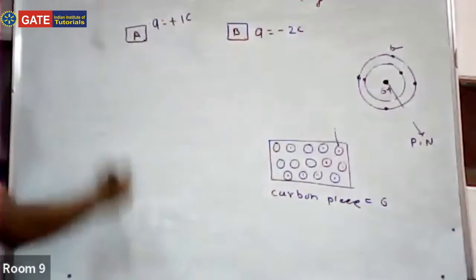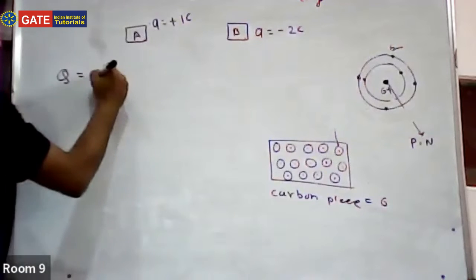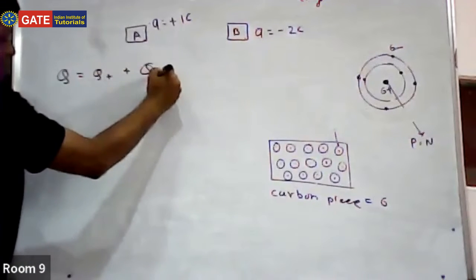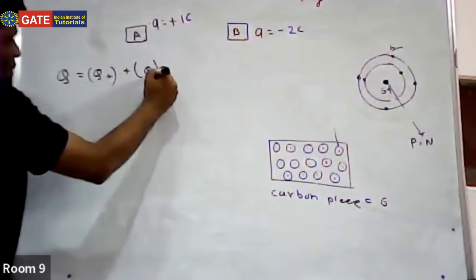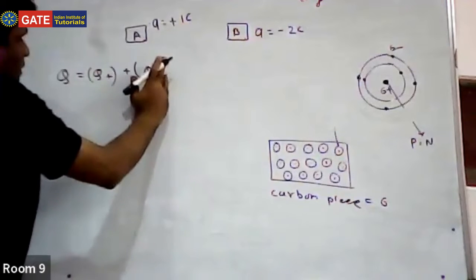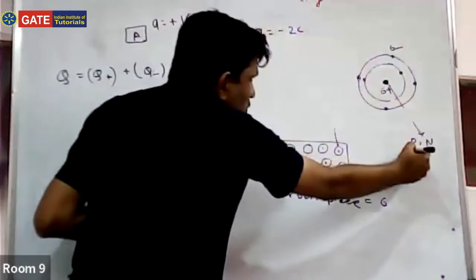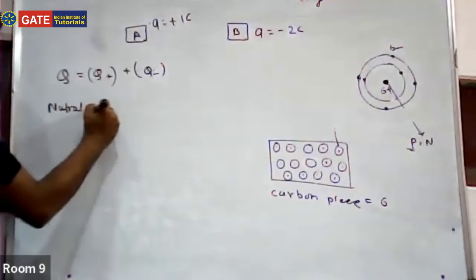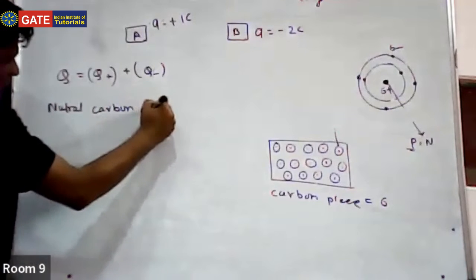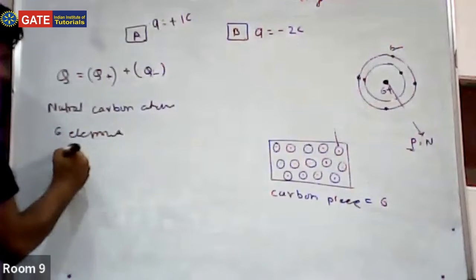So total charge of any atom is the positive charge in it plus the negative charge in it. You will find that for any neutral atom, there is the same number of electrons and the same number of protons. You got this? So the neutral carbon atom has 6 electrons and 6 protons.